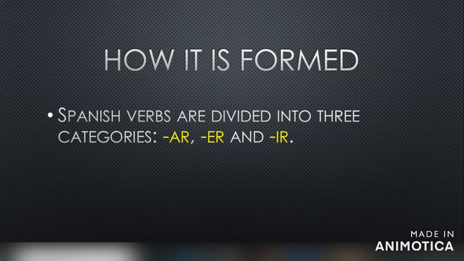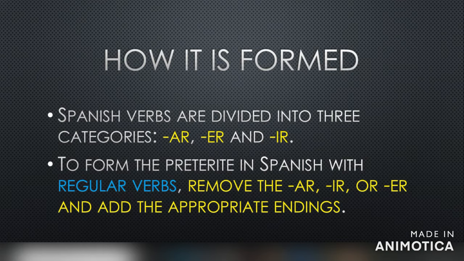Alright, so now we're going to be looking at how the preterite tense is formed. Spanish verbs are divided into three categories: AR, ER, and IR. So there are three types of verbs in Spanish: AR ending verbs, ER ending verbs, and IR ending verbs. To form the preterite in Spanish with regular verbs, remove the AR, IR, or ER and add the appropriate endings.